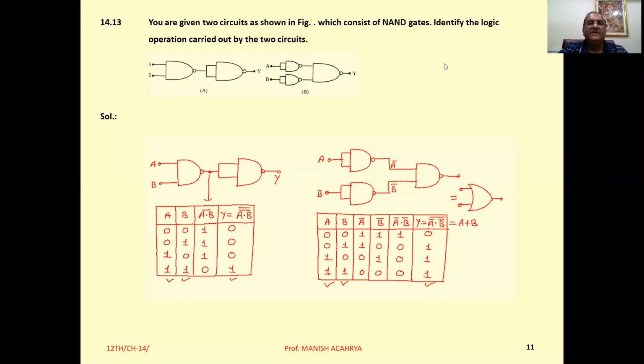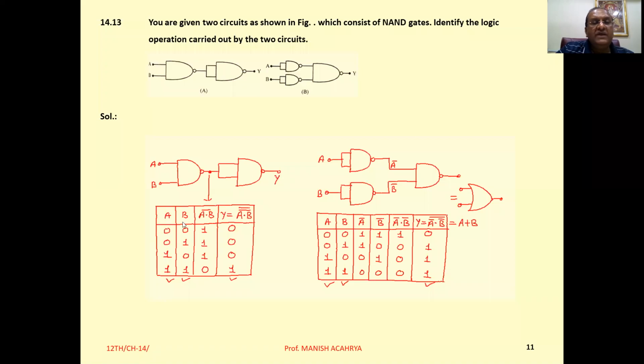Now 14.13. You are given two circuits as shown in the figure, which consist of NAND gates. Identify the logic operation carried out by the two circuits. Okay? See, first this one. So NAND gate followed by short circuited NAND gate. So here output of the NAND gate is input of short circuited NAND, but we already proved this thing. Short circuited NAND behaves as NOT.